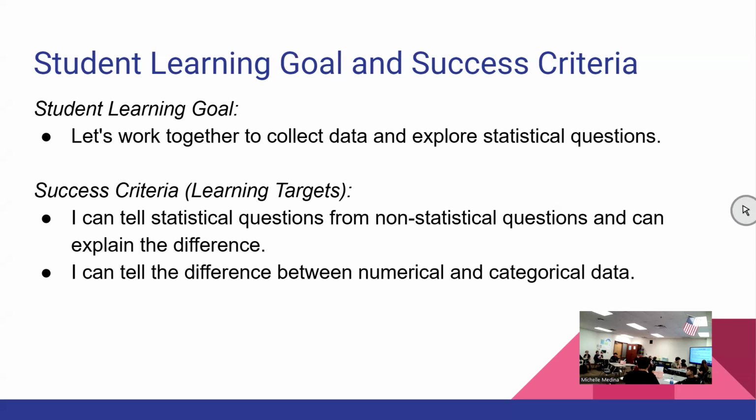So the goal is just generally what we're doing. So we're working together to collect data and explore statistical questions. These learning targets are how you can check off, did you meet the goal? So can you tell statistical questions from non-statistical questions and explain the difference? Can you tell the difference between numerical and categorical data?